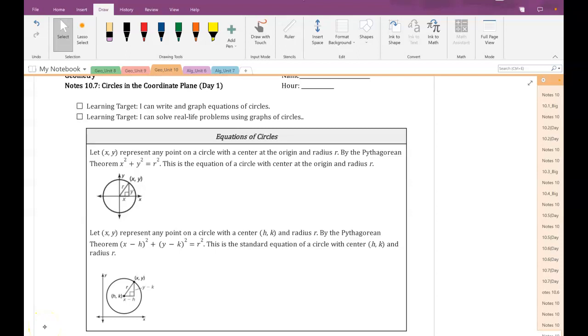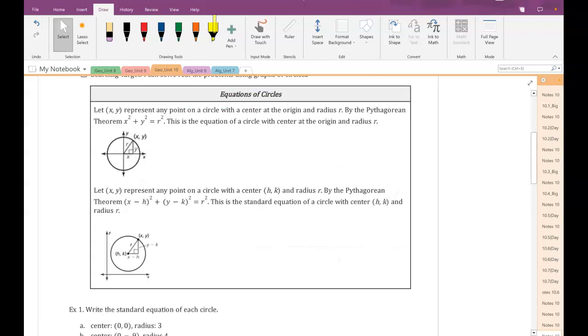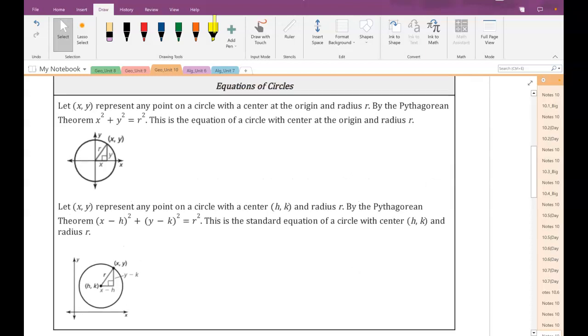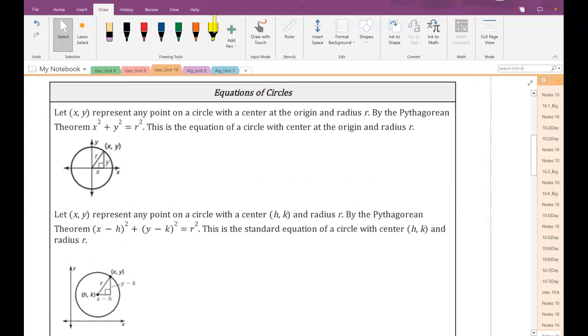All right, folks, today we're going to be working on 10.7, day 1, which is on circles on a graph. Coordinate plane, that word on the top is just another word for a graph. And we're specifically just going to focus on today for day 1, this first learning target, where we could just write and graph equations of circles.